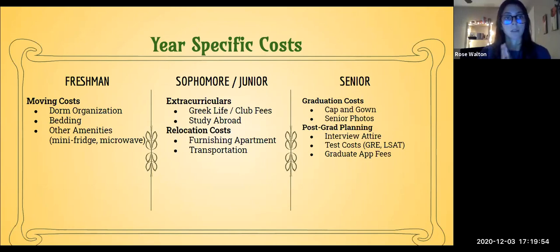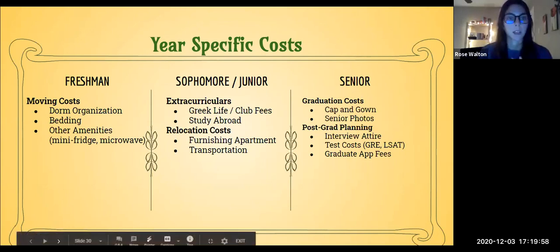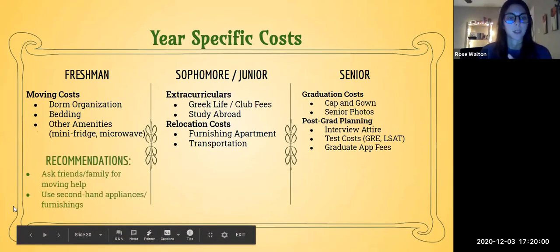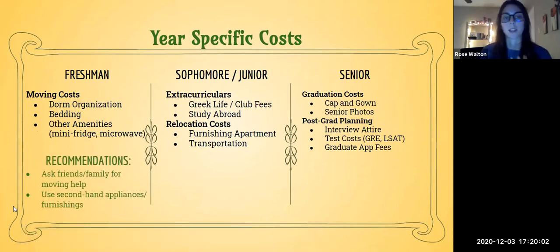So some tips for freshman year, how to go about either lessening those costs or just how to maintain them. It will start with asking friends and family for moving help or using any secondhand appliances or furnishings. And that secondhand tip, that's probably going to be across the board with anything. Always look to see if you might have somebody in your life or a friend or anyone that experienced what you're experiencing now to see if you can just borrow an item from them.